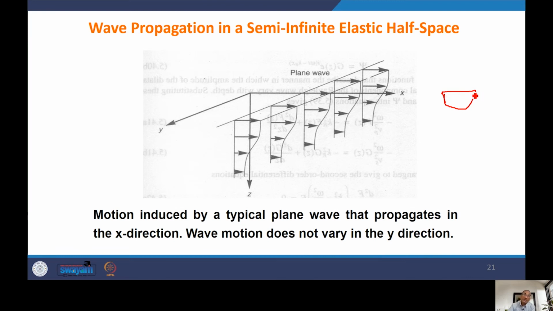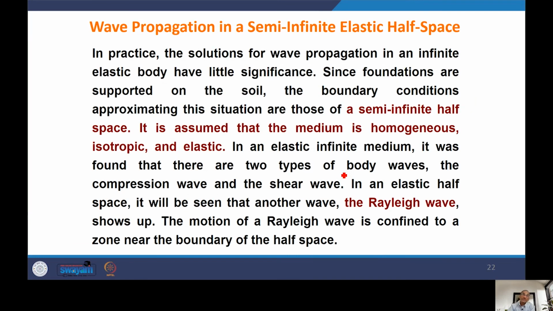So what this figure is showing is the motion induced by a typical plane wave that propagates in the x direction. The particle motion is in the x direction, and this particle motion varies along the z direction. However, the wave fronts are the same along the y direction, so there is no change in the y direction. For this semi-infinite elastic half space, in practice the solution for wave propagation in an infinite elastic body has little significance. Why?